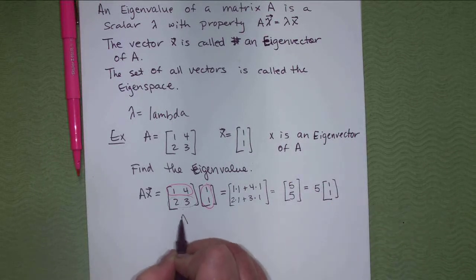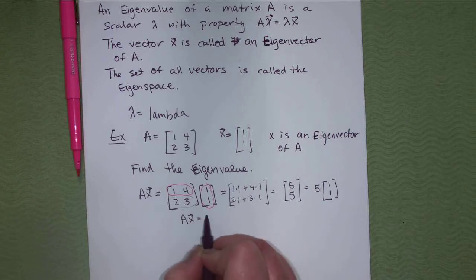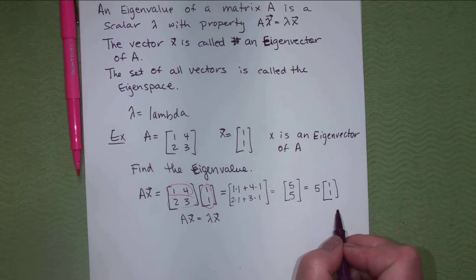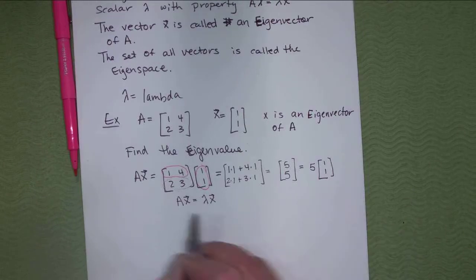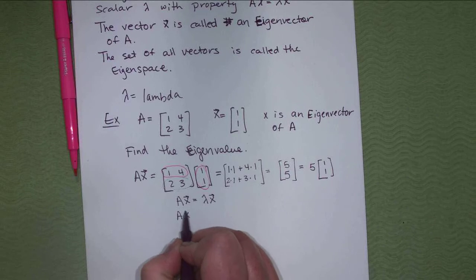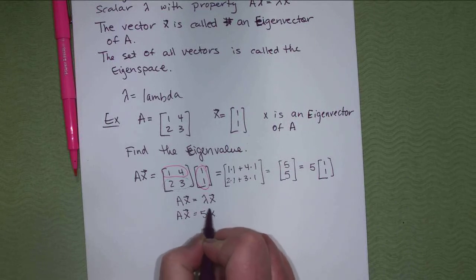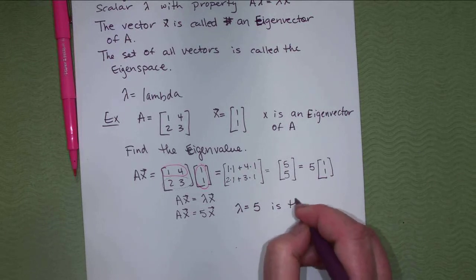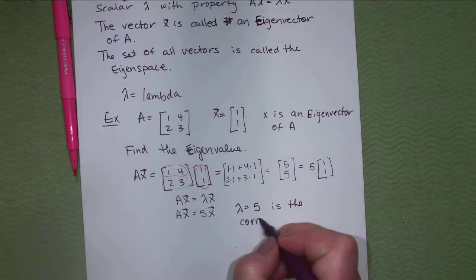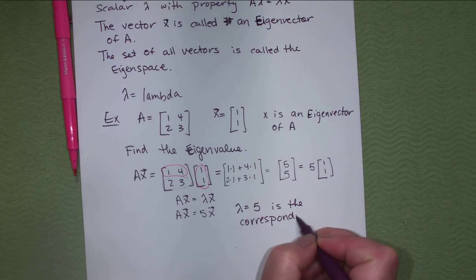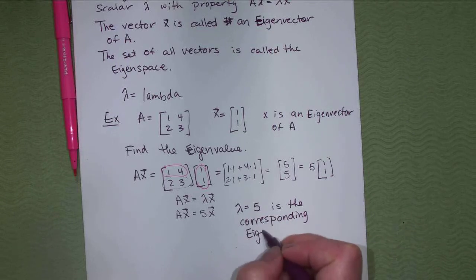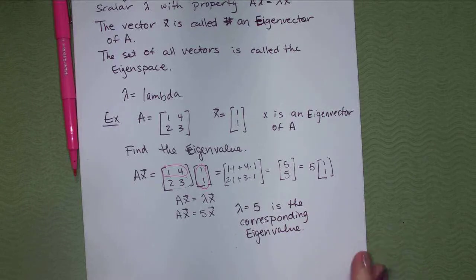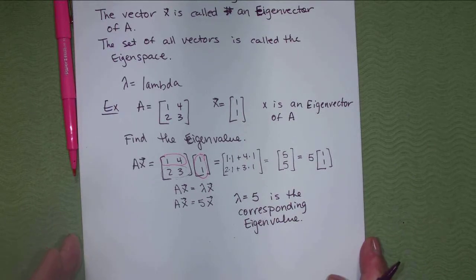So here we have A times x is equal to lambda times x. You see that the 1, 1 and the 5 could be factored out, so we have A times x is equal to 5x. So lambda is equal to 5. Okay, so 5 would be the corresponding eigenvalue to the eigenvector 1, 1.